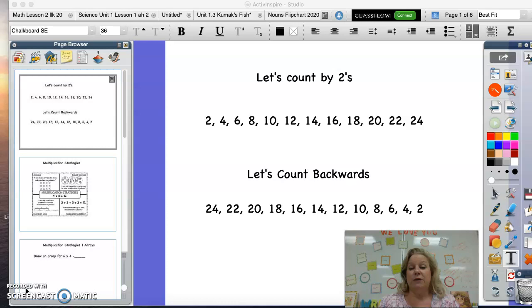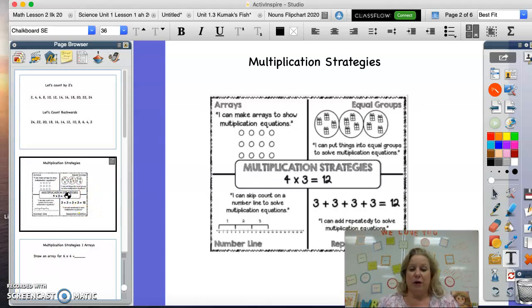So 2 times 1 is 2, 2 times 2 is 4, 2 times 3 is 6, 2 times 4 is 8, and so on. So that's why we're going to continue counting by multiples. We're working on 0, 1s, and we're going to start 2s, so I'm getting you ready for that. So our strategies to multiply are, we have 4 strategies that we talked about last week.